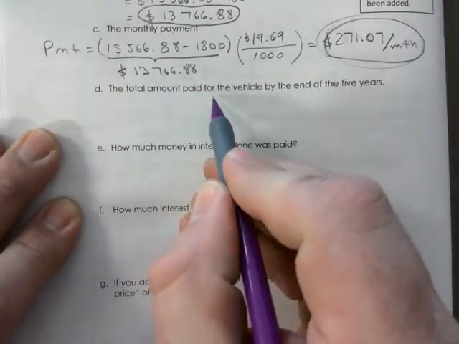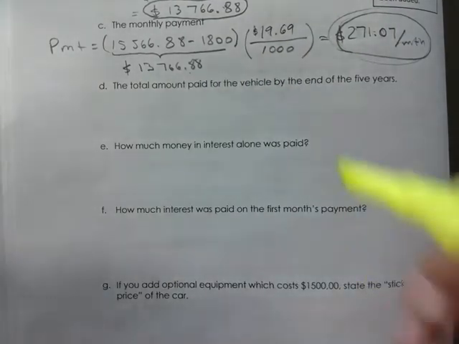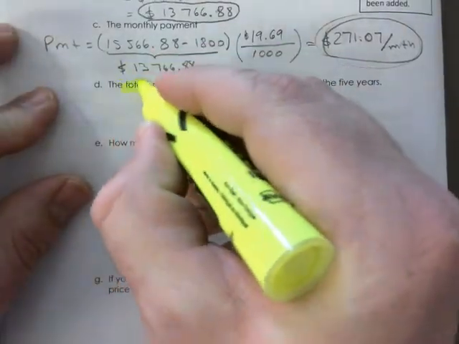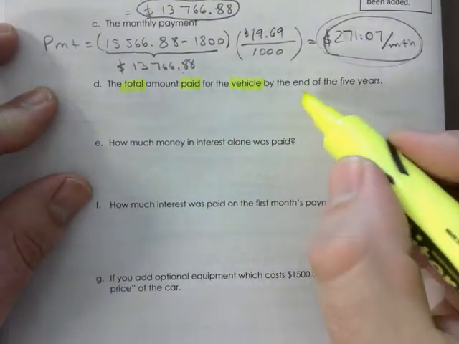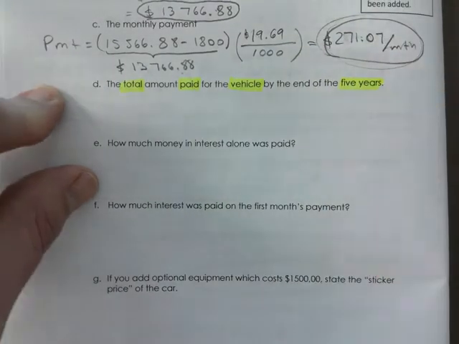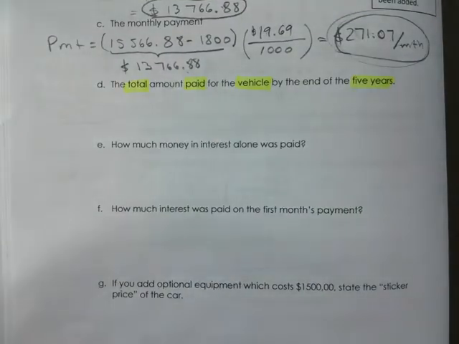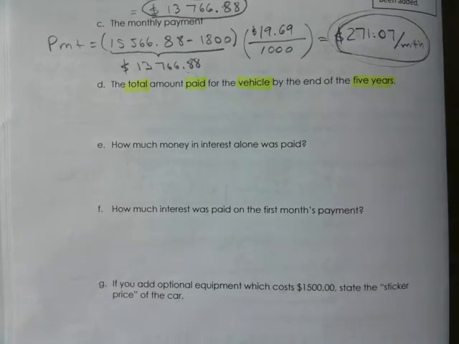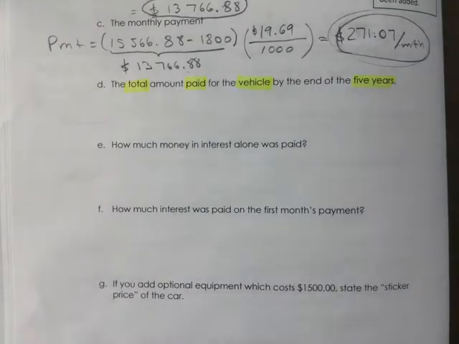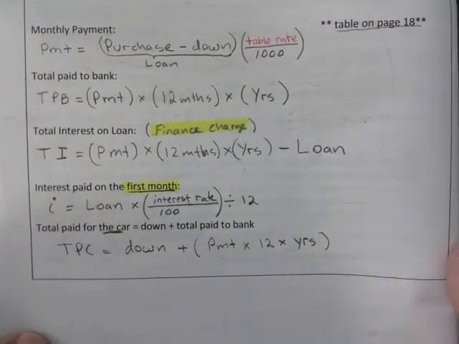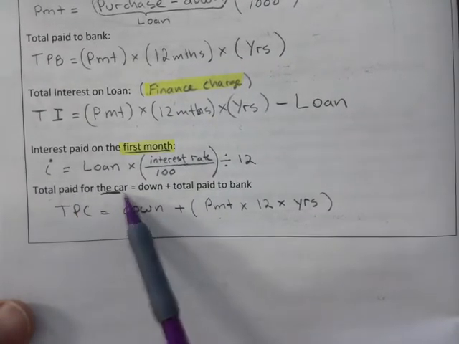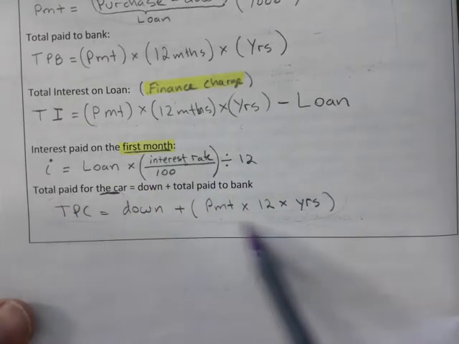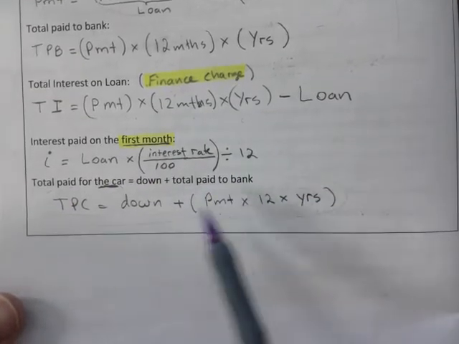Moving on. The total amount paid for the vehicle. Here I want you to read carefully. It's asking for the total paid for the vehicle at the end of the 5 years. So over the 5-year period, how much did you pay for the car? If you go to page 15, there are all these formulas that I gave you. And total paid for the car is at the bottom here. So this is the one you need to use in this case.